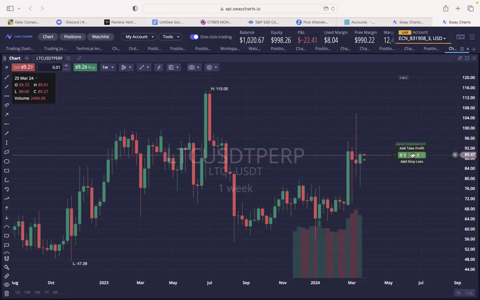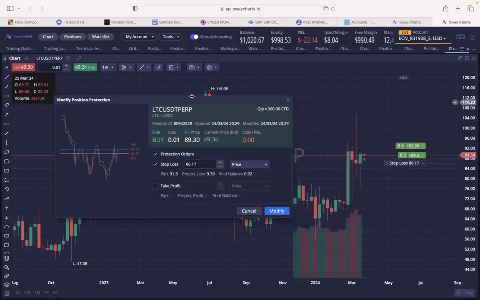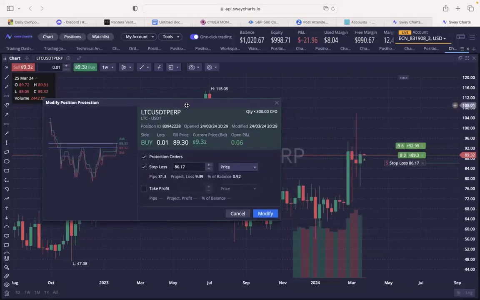So once I get filled, I come here and I click on this, because this is where I got filled at. Okay. So I come here and I'll click on this. Once I click on this, this allows me to input my stop loss and my take profit.